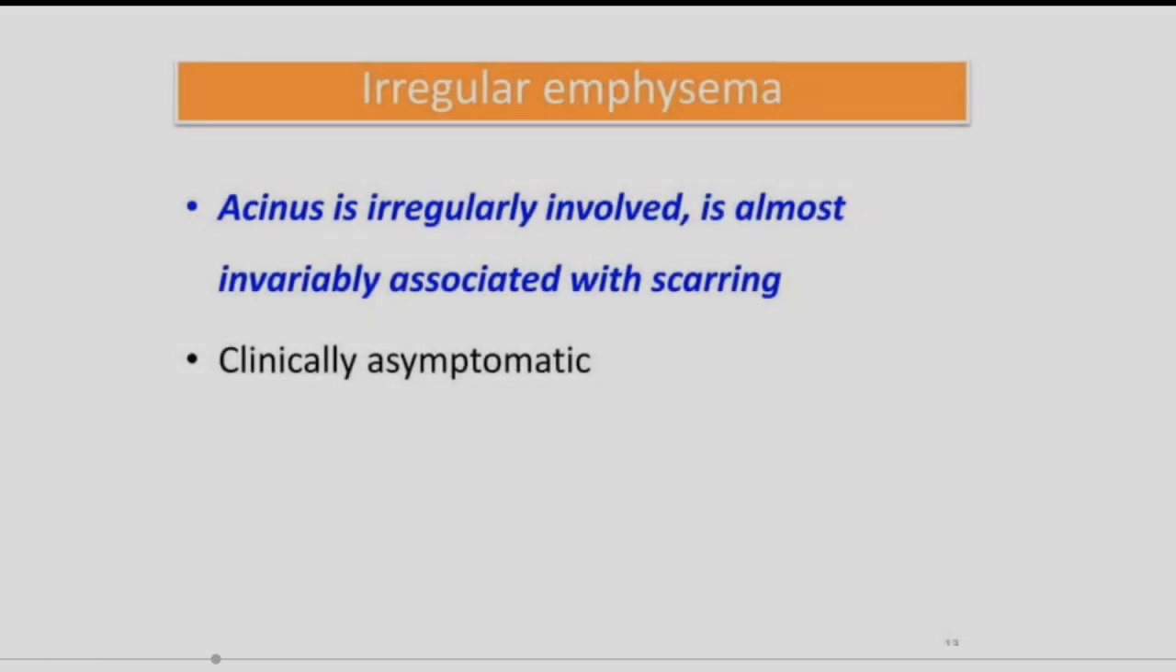Then we have irregular emphysema. In this type of emphysema, all the previously studied locations can be affected, or any one of them can be affected, or any two of them can be affected.